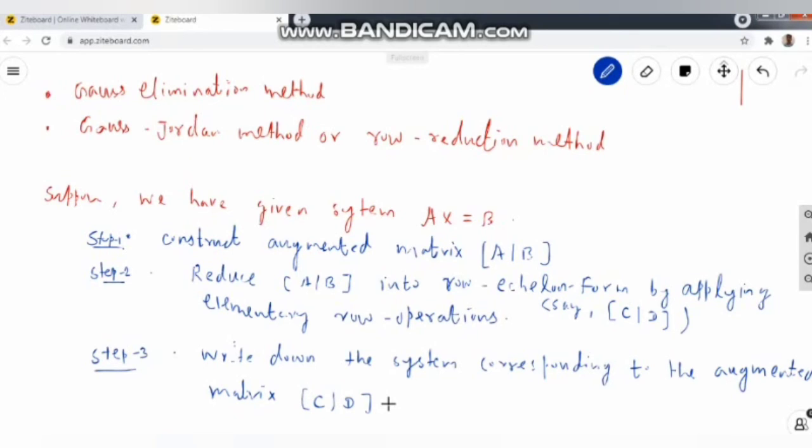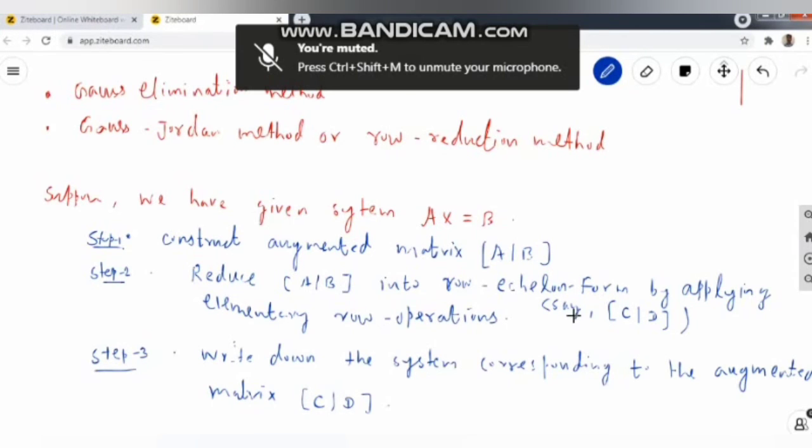So in brief, what are the steps? First of all, we have to construct the augmenting matrix, which is obtained by augmenting the matrix B with A, separating them with an augmentation bar. After that, we apply elementary row operations to get the row echelon form of this augmenting matrix A augmenting bar B.